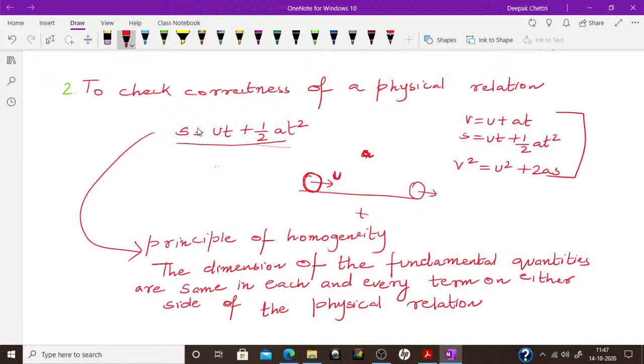So according to this principle, dimension of S, what is S? S is distance, right? S is a distance, so what will be its dimension? It will be the dimensions of length. So according to this principle, for each term it should be length only, understand? So even this ut is one term, right? So even for this it should be L, otherwise something is wrong, right? In the same way for a t square, a is acceleration, t is time, you should get L after solving. That is the principle of homogeneity. Is it clear?